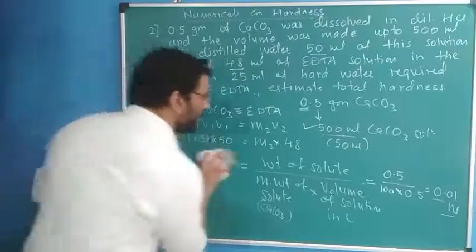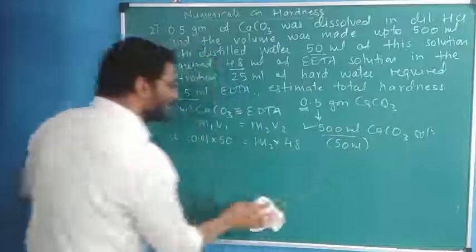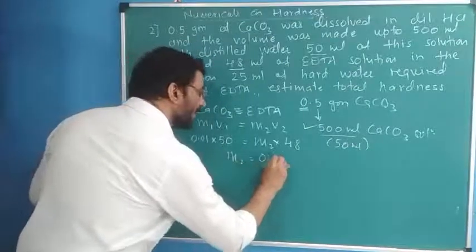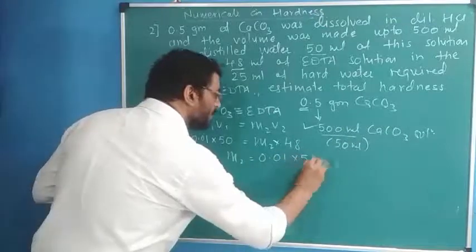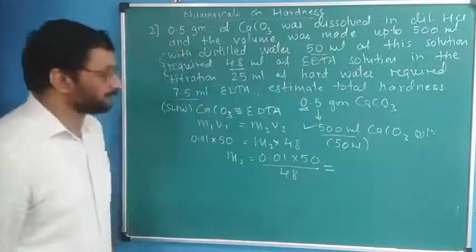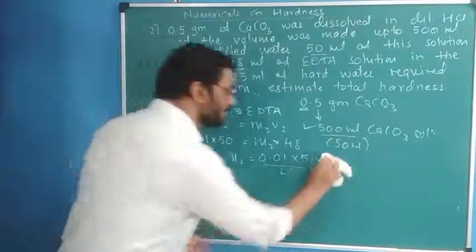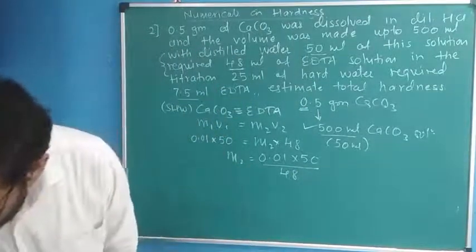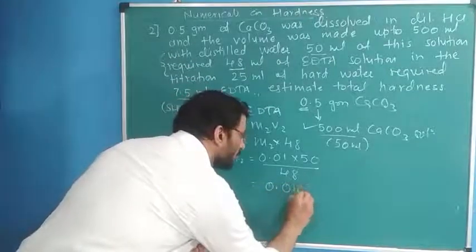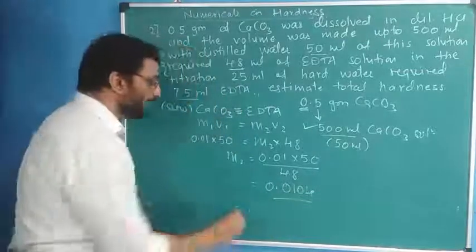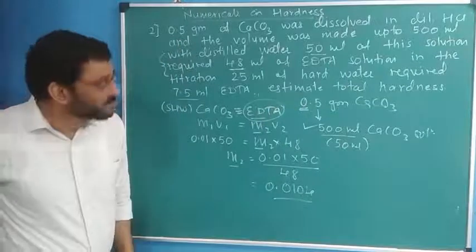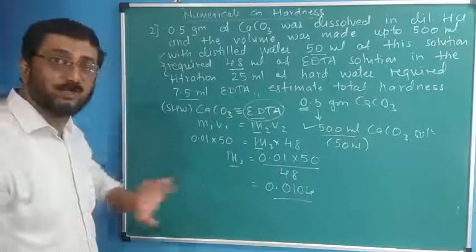Fine. From that we can easily find M2. M2 will be equal to 0.01 into 50 divided by 48. Find out what M2 is. That we can easily find out. My answer is 0.0104. This is M2, that is the molarity of the EDTA solution. Part 1 answer is over.